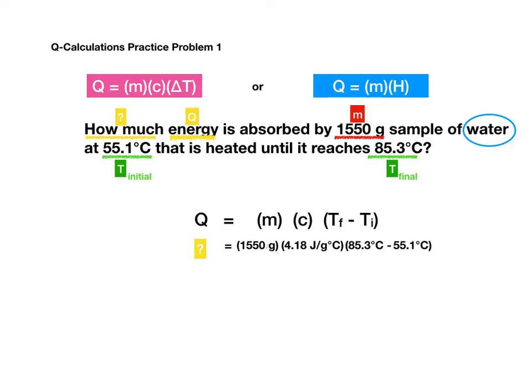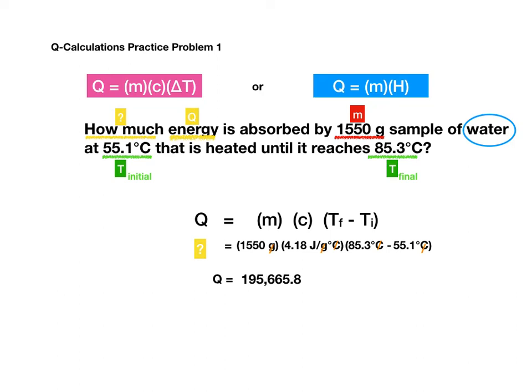And I notice that I have a gram up top, which crosses off a gram down below. I have a Celsius up top, or down below, sorry, and it crosses out the Celsiuses in the numerator. And then I am left with just a unit of J, which represents Q. Putting it into my calculator is pretty simple, and I end up with all of these digits.